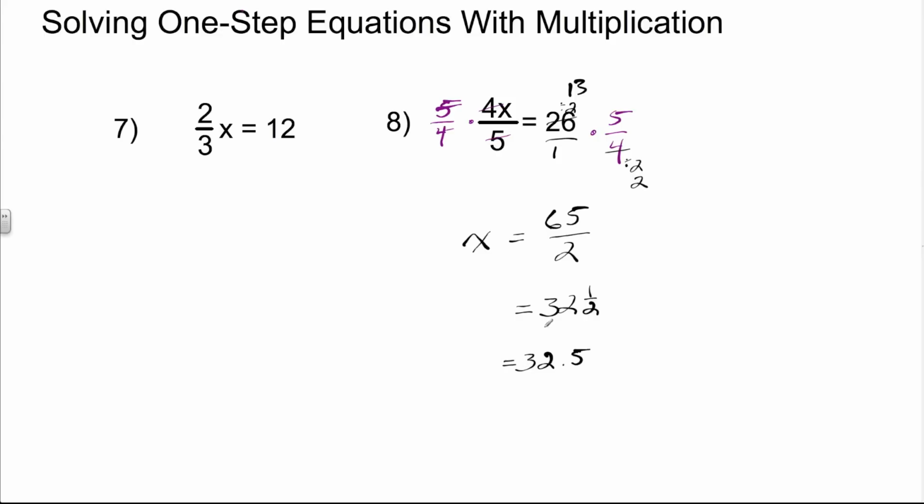You could have solved this problem with the other method. Instead of multiplying by the reciprocal, we could have multiplied both sides by 5 and then divided both sides by 4, and we would have arrived at the same result, 65 over 2 or 32.5.